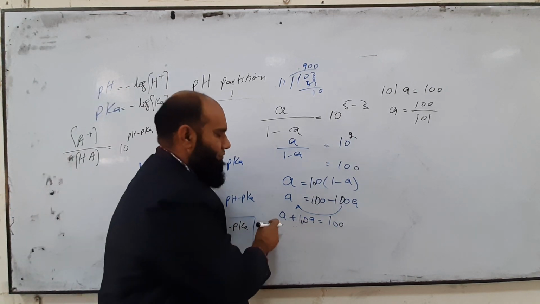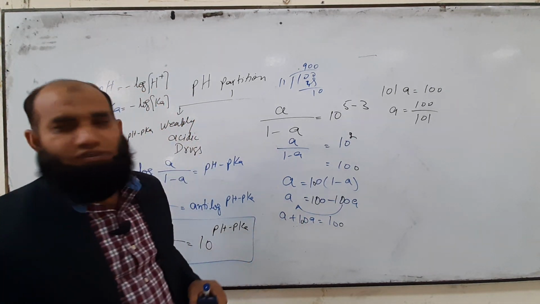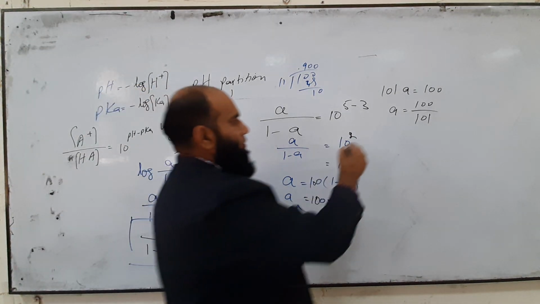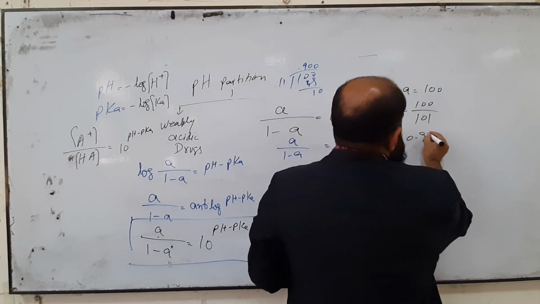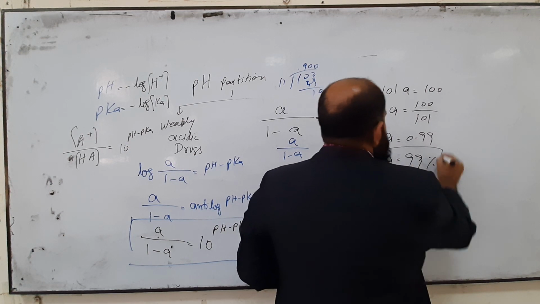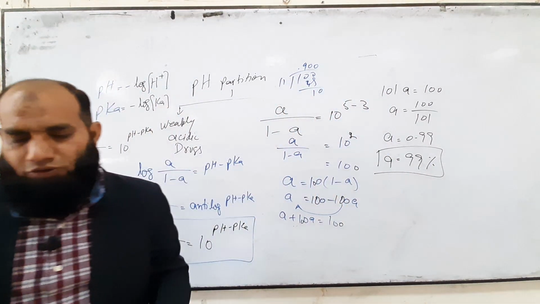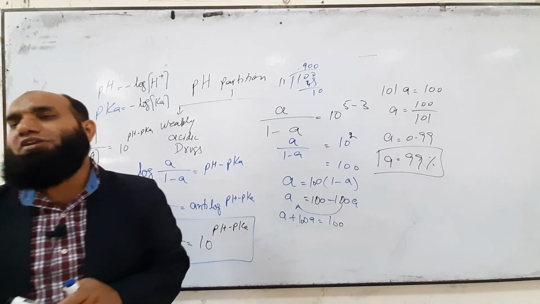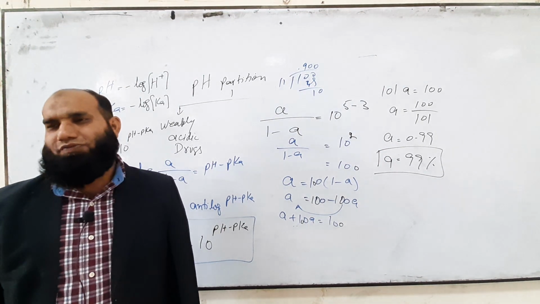So 100 plus A is equal to 101. Okay, answer is 0.99. It means 99% drug is now in ionic form and only 1% of drug is present in non-ionic, unionized form.